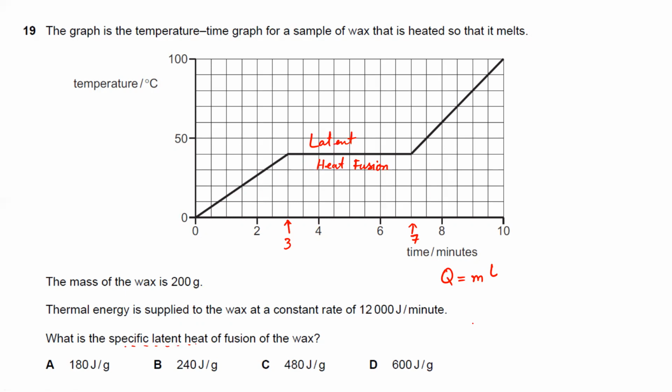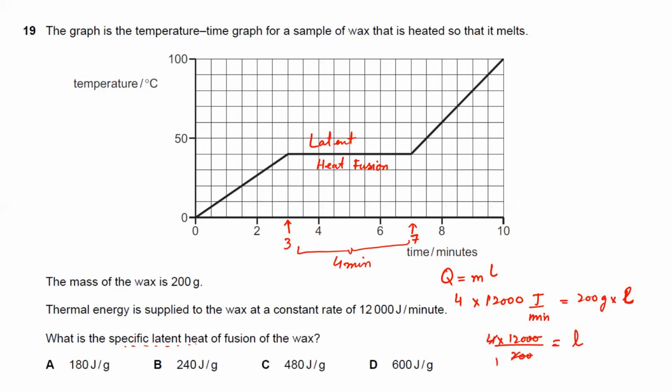So the latent heat is what we have to find. Mass is 200 grams, and time taken is 4 minutes. So let's see. Thermal energy 12,000 joules per minute, mass is 200 grams, and what is the specific latent heat? So latent heat or small l we have to calculate. And from here we can see that the required time is 4 minutes. So we have to multiply it by 4. So 4 into 12,000 divided by 200 is your latent heat of fusion. So this becomes 240 joules per gram. So answer B is the right choice we have.